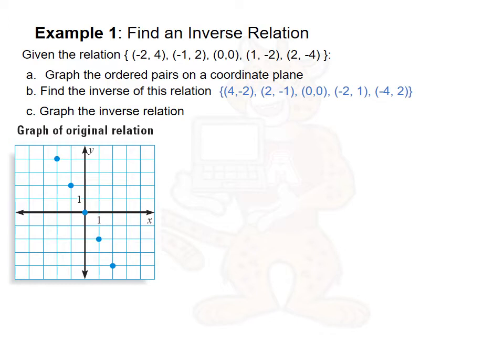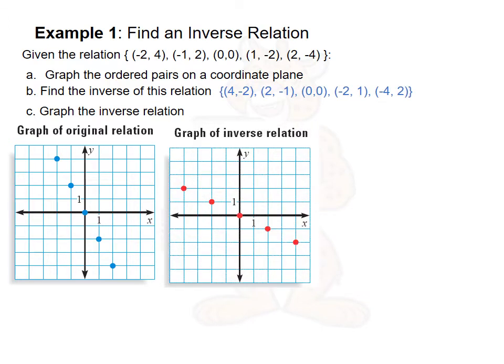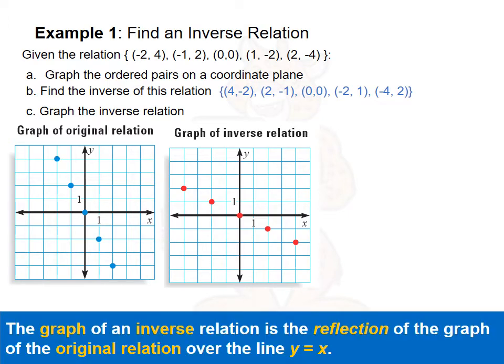And now let's graph the inverse relation. As we did before, we need to graph these ordered pairs on a coordinate plane, and this is the way that the graph of these ordered pairs looks. The graph of an inverse relation is the reflection of the graph of the original relation over the line y equals x. So here we have an image so that we can see exactly what this means.